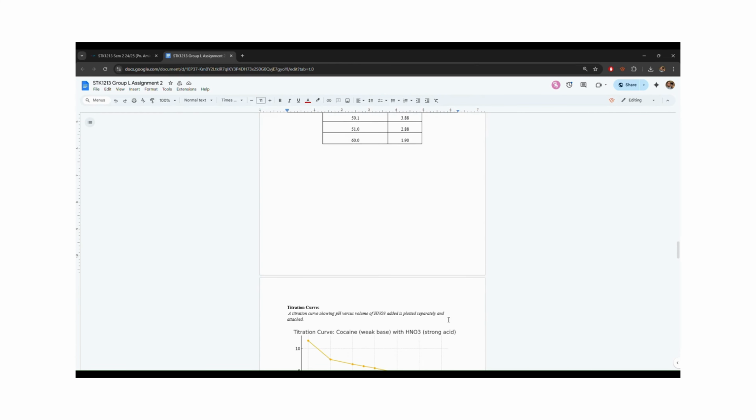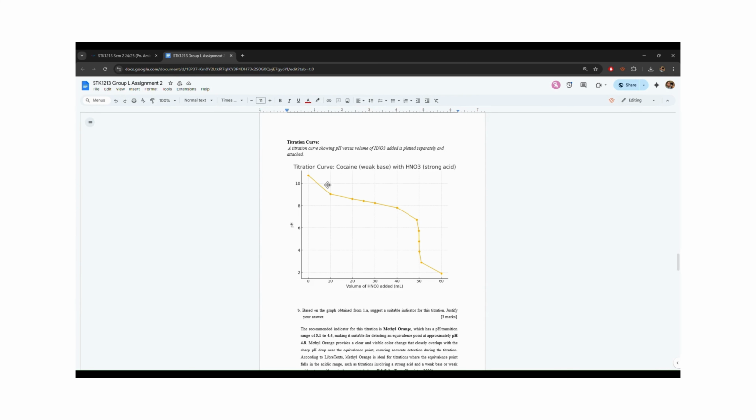After that, we can finally make the titration curve, and here is the titration curve based on the table and the calculation that we made earlier, where it shows a typical titration curve of a weak base with a strong acid, including the buffer region, a sharp drop near the equivalence point, and a strongly acidic region after.